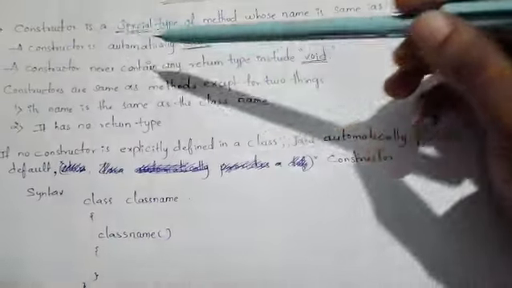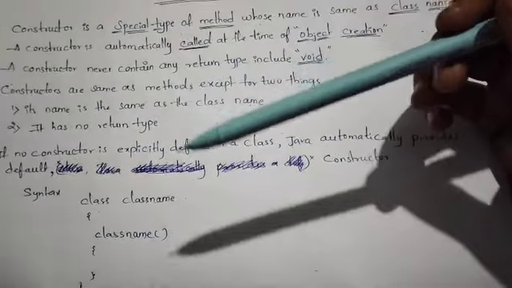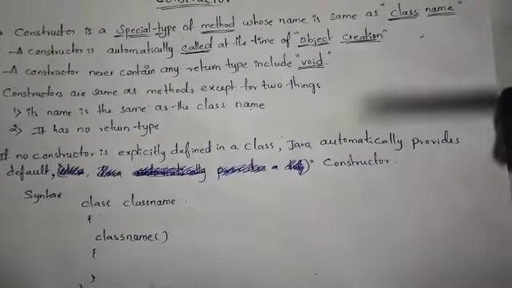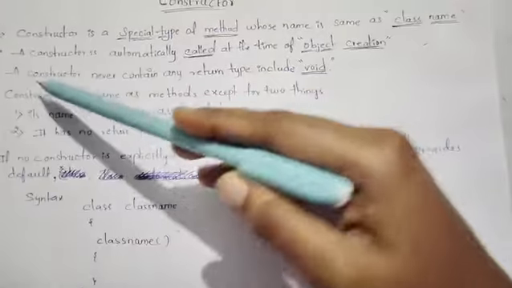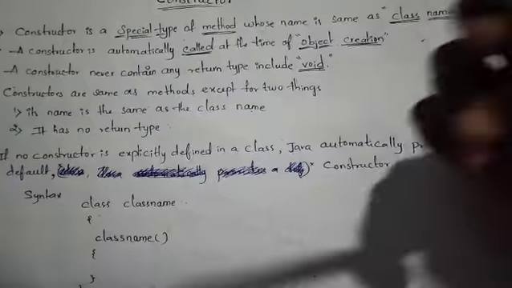A constructor is automatically called at the time of object creation. When we create the object, the constructor is automatically called. A constructor never contains any return type, including void.